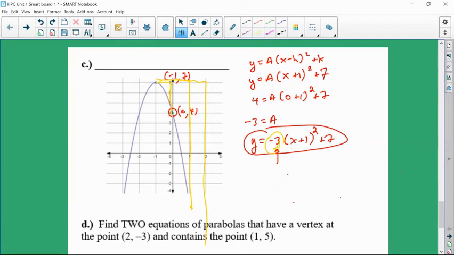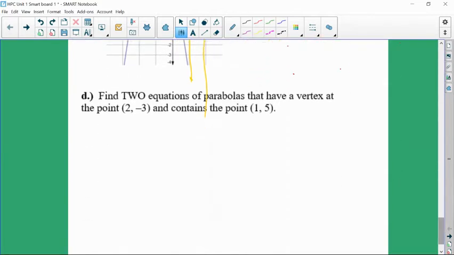But every parabola, if it's in quote unquote the standard one, it goes over 1, 1, because 1 squared is 1. It goes over 2, 4, because 2 squared is 4. It goes over 3, 9, because 3 squared is 9. So that's just kind of like the pattern.